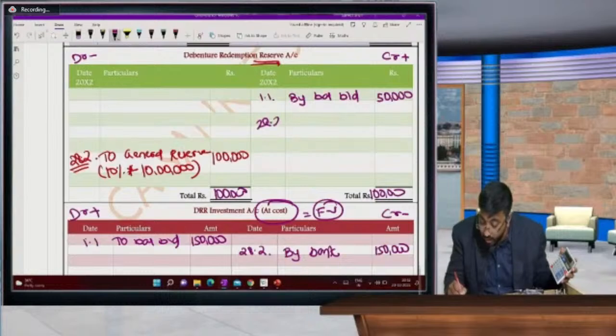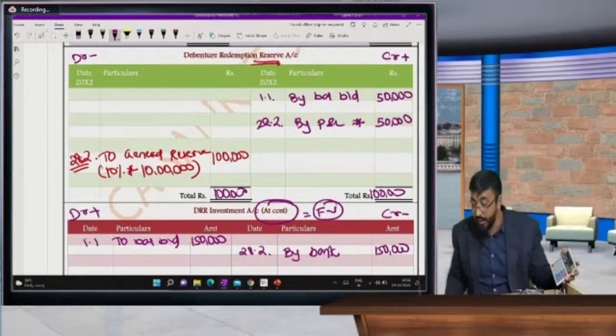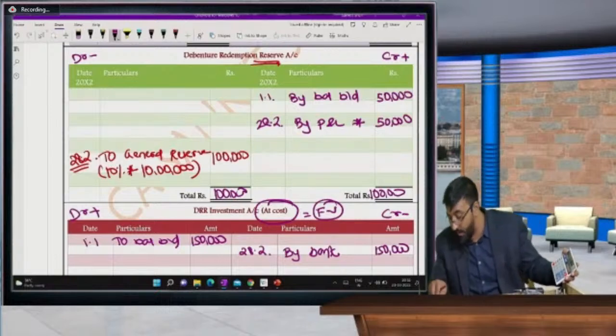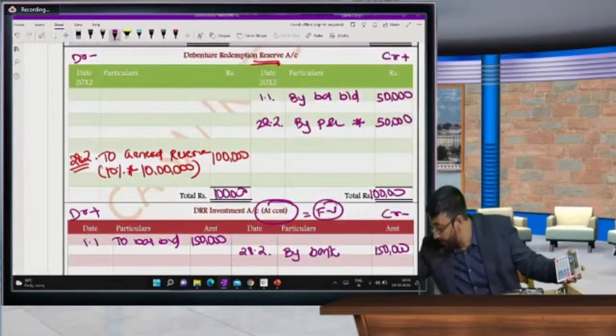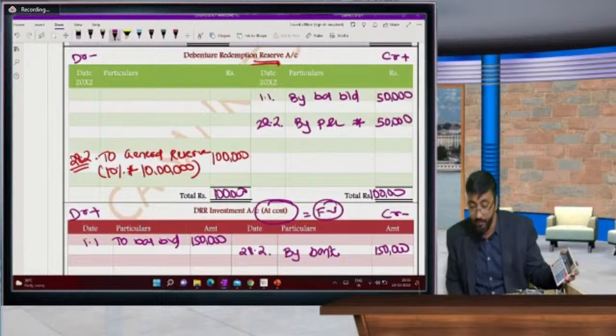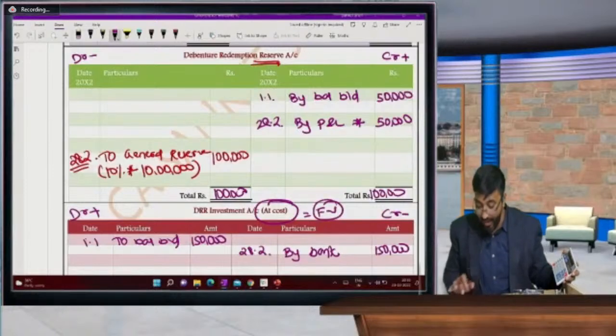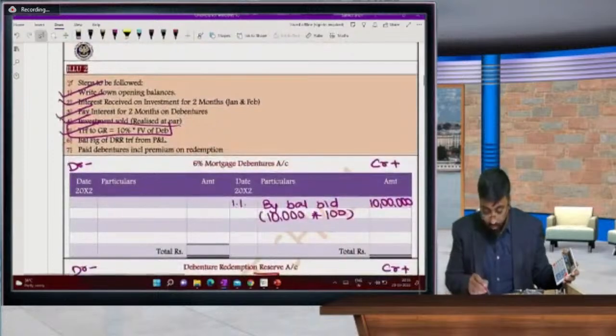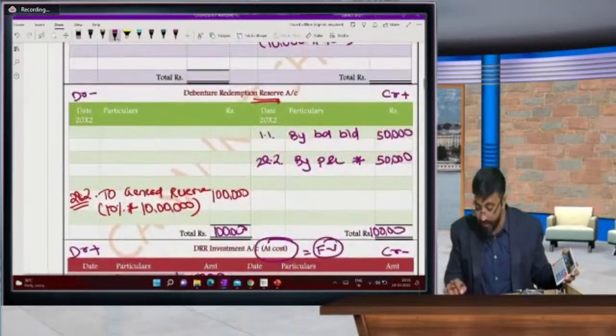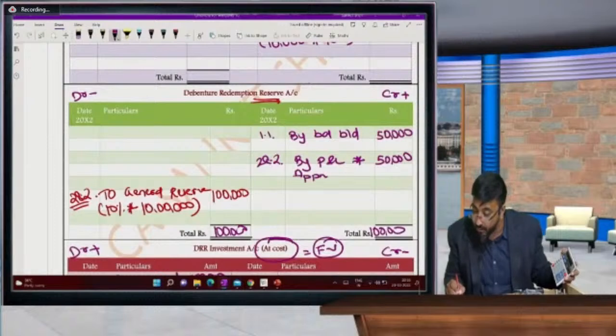How did you create it? You have to create extra 50,000 during the year. Remember, you have to create extra 50,000. Okay, so extra 50,000 you have to create. And now, the balancing figure of DRR transfer goes to P&L appropriation. So this is the P&L account, or you can call it appropriation.